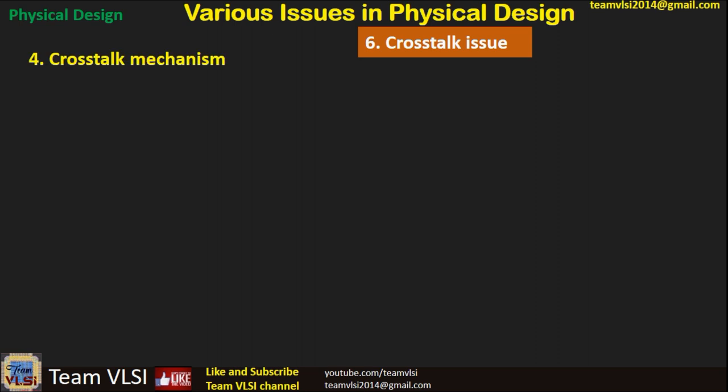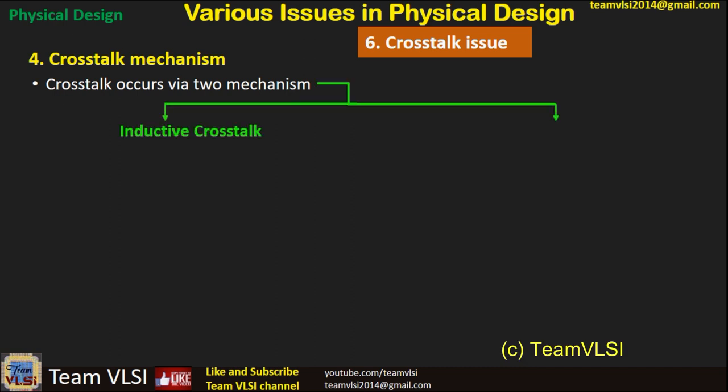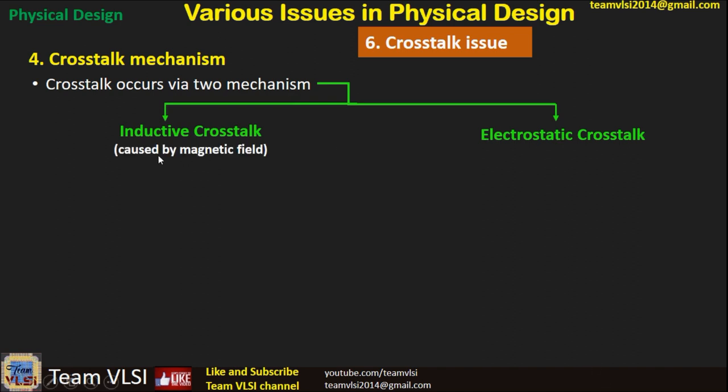So crosstalk mechanism, we will talk about how it occurs. Crosstalk occurs via two mechanisms. First is inductive crosstalk and second is electrostatic crosstalk. Inductive crosstalk is caused by the magnetic field, and electrostatic crosstalk is caused by the electric field. Let's see more details about these two.